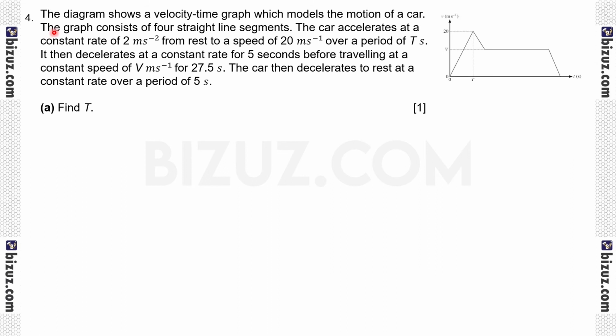Question number 4 shows this diagram and says the diagram shows a velocity time graph which models the motion of a car. The graph consists of 4 straight line segments. The car accelerates at a constant rate of 2 meters per second squared from rest to a speed of 20 meters per second over a period of t seconds. It then decelerates at a constant rate for 5 seconds before traveling at a constant speed of v meters per second for 27.5 seconds. The car then decelerates to rest at a constant rate over a period of 5 seconds.